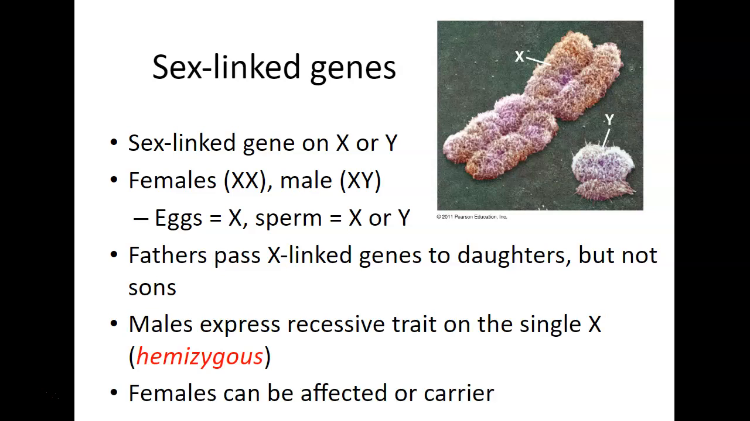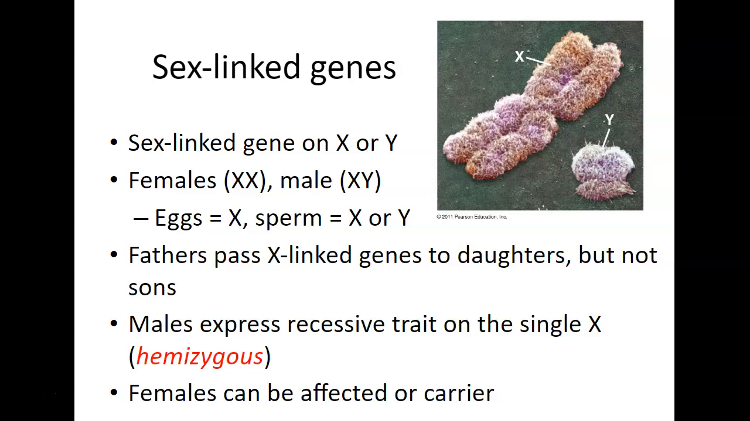Most of this you know already, but the idea here is that fathers determine sex with their sperm. So they are going to either pass on an X or a Y. Most of our sex-linked disorders or genes or traits are located on the X chromosome. So fathers give their daughters an X, and therefore they are passing all of those genes to their daughters, but they don't give them to their sons.